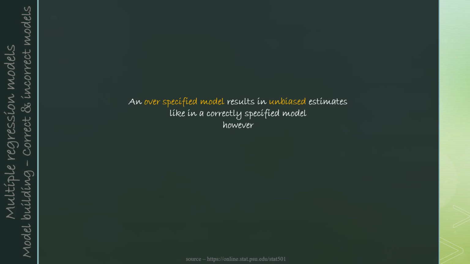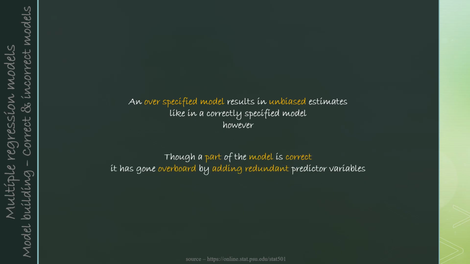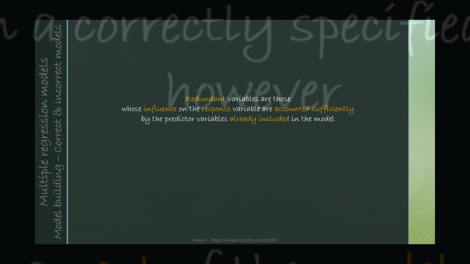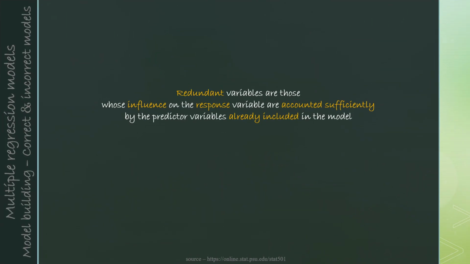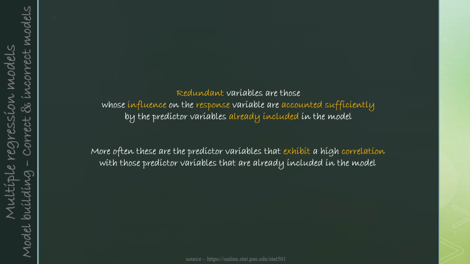An overspecified model results in unbiased estimates, like in the case of a correctly specified model. However, though a part of the model is correct, it has gone overboard by adding redundant predictor variables. Redundant variables, by the very name, are those whose influence on the response variable is accounted for sufficiently by the predictor variables already included in the model. More often, these are the predictor variables that exhibit a high correlation with those predictor variables that are already included in the model.